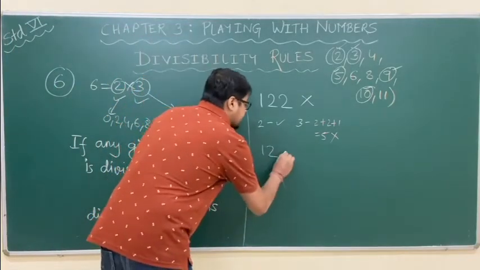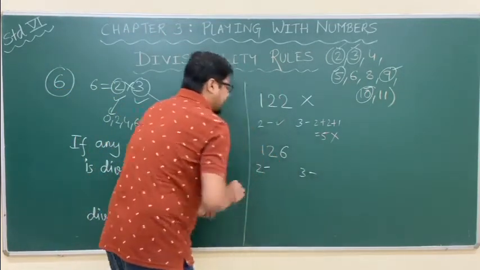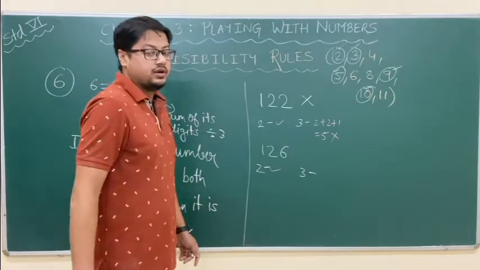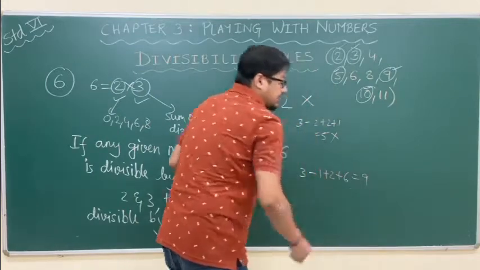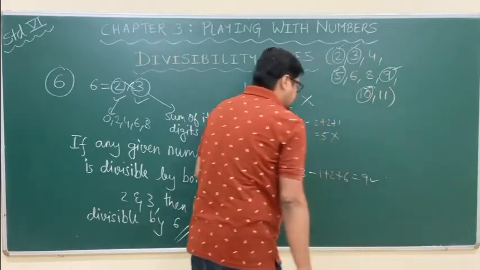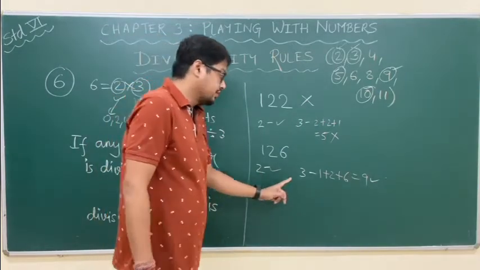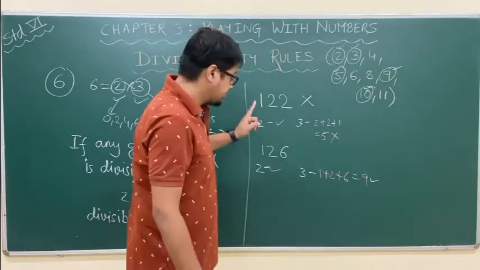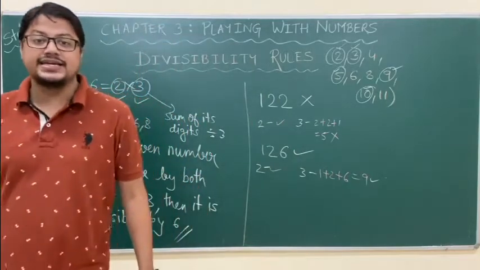Let us take one more number, 126. Divisibility by 2, divisibility by 3. Is it divisible by 2? Yes, it is ending with an even number, divisible by 2. Sum of the digits, 1 plus 2 plus 6: 6 plus 2 is 8, 8 plus 1 is 9. Is 9 divisible by 3? Yes, 9 is divisible by 3. So as you can see, the number 126 is both divisible by 2 and divisible by 3. That means this number will be divisible by 6.